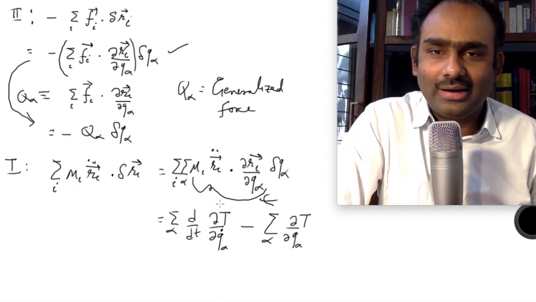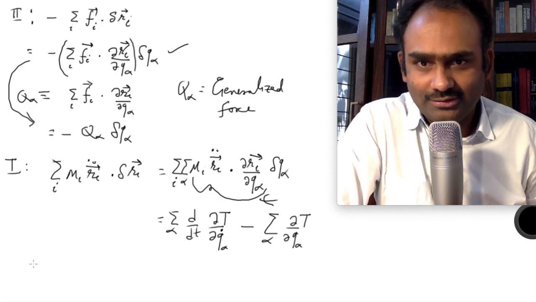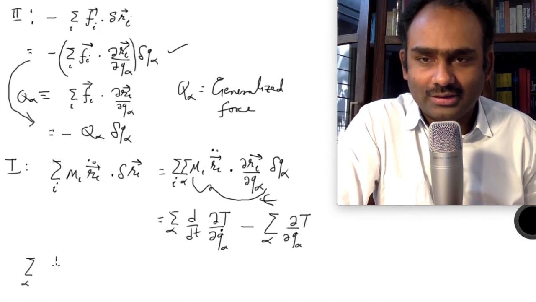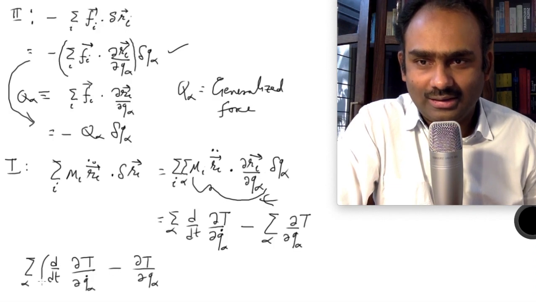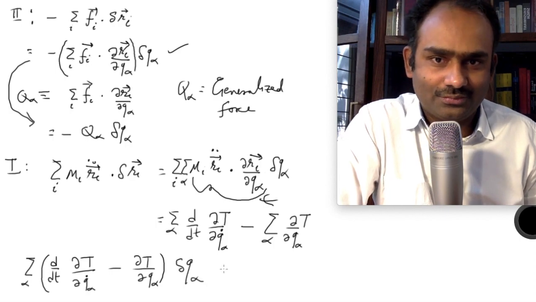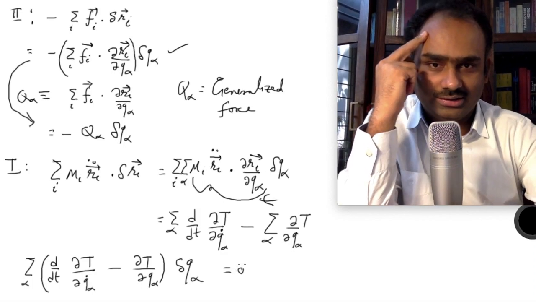Okay, that's nice. Now if I combine term 1 and 2, I get the D'Alembert principle in the following form. So I get summation over alpha, d over dt del T over del q alpha dot minus del T over del q alpha, and all this, remember, was dotted with delta q alpha. This is equal to 0, right? So that's the form of D'Alembert principle in generalized coordinates, and this is very nice.